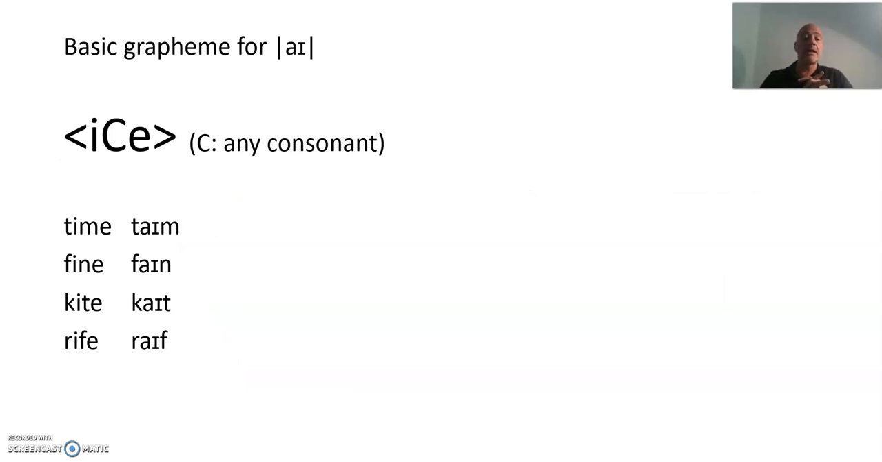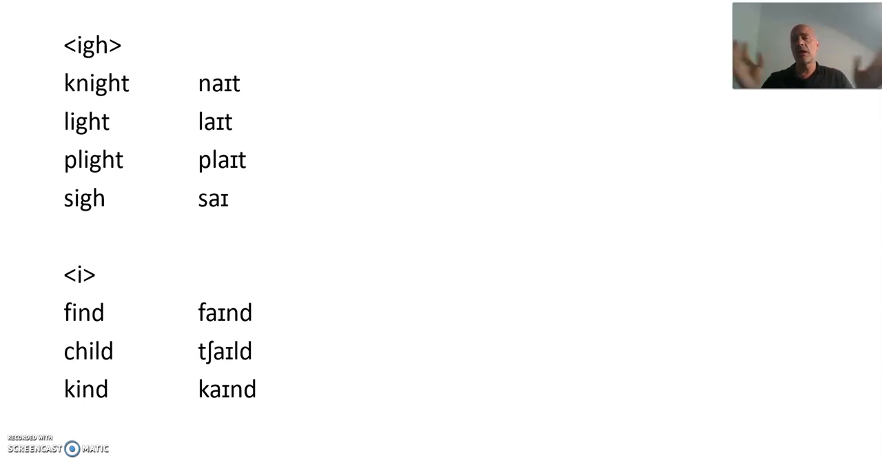A spelling is I, a very common spelling, I consonant E, okay, as in time and fine and kite and rife, something like this, okay. Loads and loads of these words. I mean, so I consonant E, okay, any consonant, basically. All right, but you have awful spellings as well. One is the IGH, okay, in night, in light, in plight, in sigh.